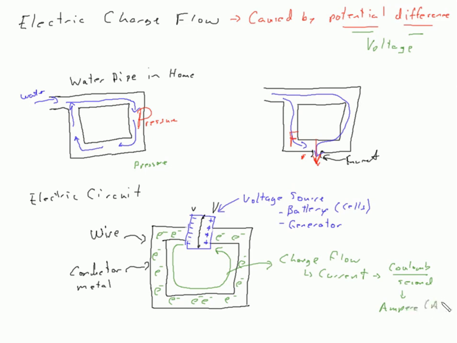Let's symbolize that with a capital A. And that's the unit of current. So it might be flowing here at 4 amperes, so maybe 4 coulombs per second, for example.